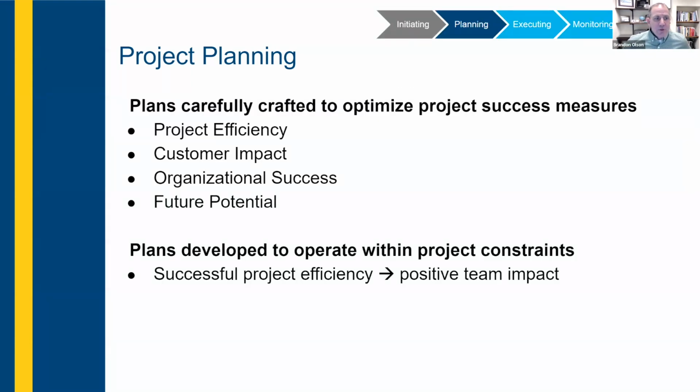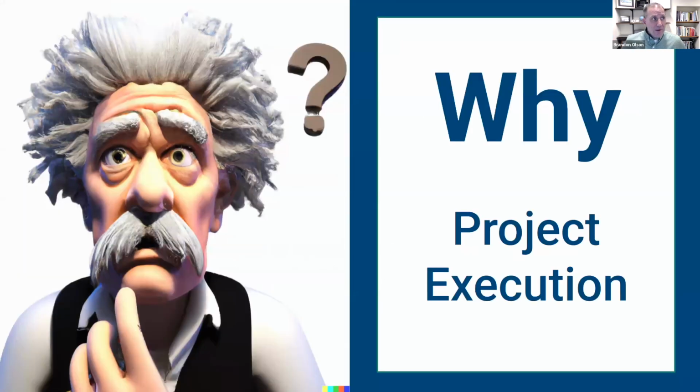So as a result of project planning, we're going to be basing our plans to look at not just operational efficiencies, but we're going to be taking a look at how we can plan this project so that it maximizes customer impact, organizational success, and future potential. Now, also, if we have a properly planned project that's not going to rely on 80 hours a week of work, that successful project efficiency is going to result in a positive team impact. So if we have it properly planned, we can address team impact by proper project planning. All right, so now moving on to project execution.